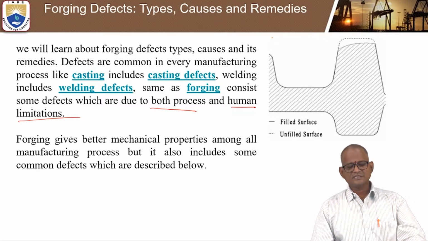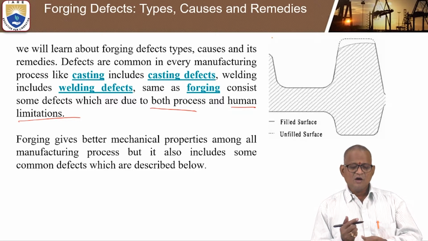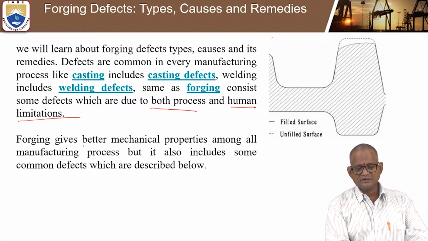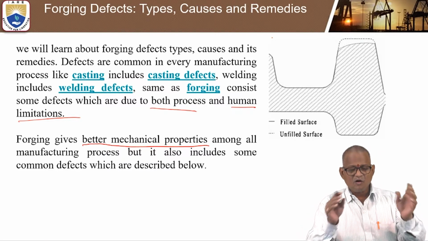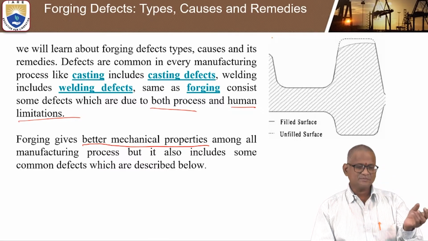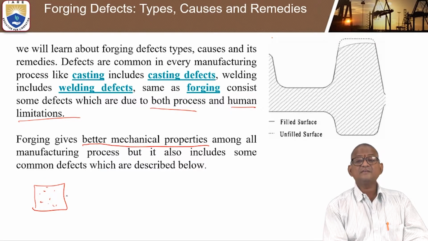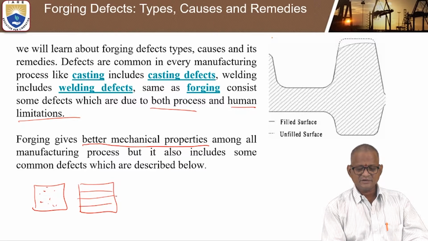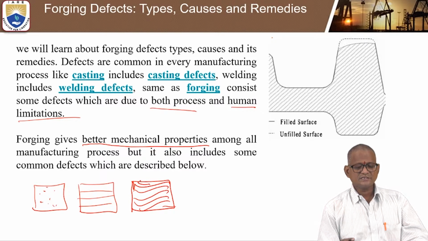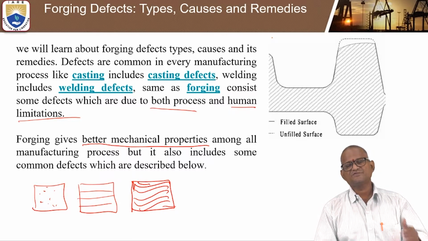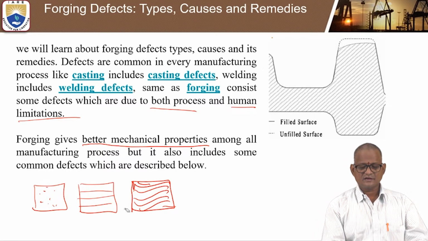As you know, forging gives better mechanical properties among all the manufacturing processes. Why? Because the casting process is porous in nature, and in the secondary process of welding there are some weld lines. And in the forging process, even the sharp corners may be filled easily. So forging gives better mechanical properties when compared to metal casting and welding process.